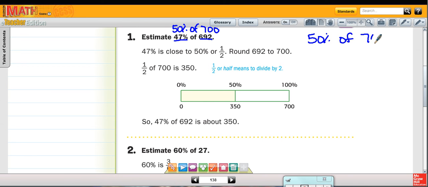We make the percent into a decimal. Which would be? It would be 0.5. Good. Of means to? Multiply. And we're finding 0.5 of 700.